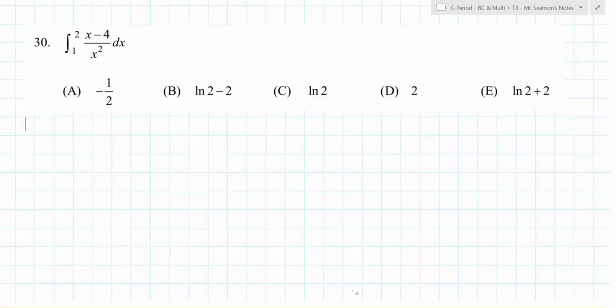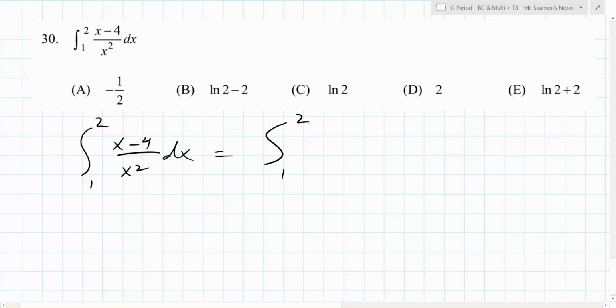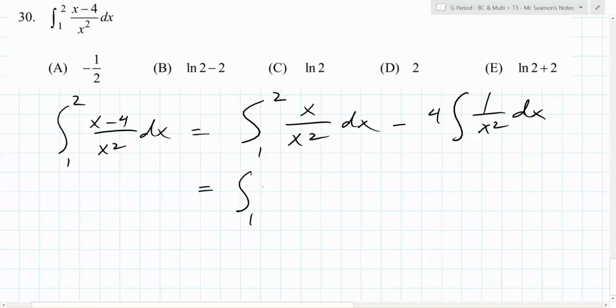Super fun, yay. Lead me through it. Okay, anybody have an idea? What do you do? I said give me any idea you want. You're saying, Fiona, I think this is what you're saying, that this right here is equal to the integral from 1 to 2 of x over x squared dx minus 4 times 1 over what? dx. So what does that equal to? That's the integral from 1 to 2 of 1 over x dx minus 4 times the integral from, it's the same thing, right?